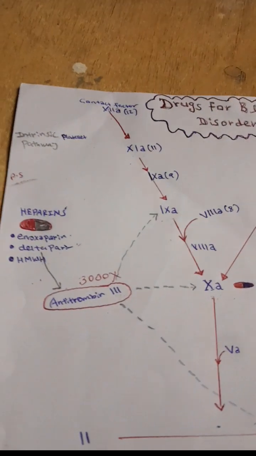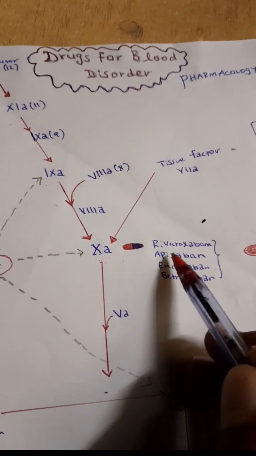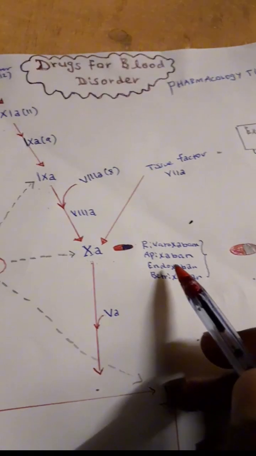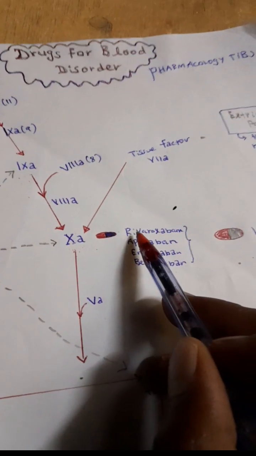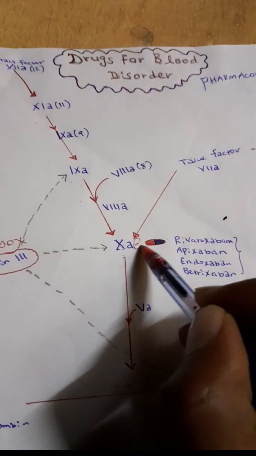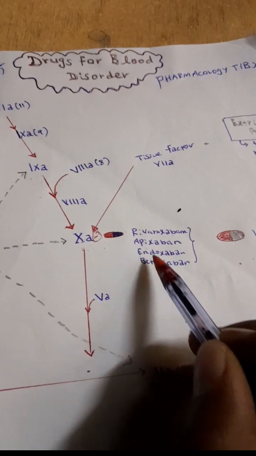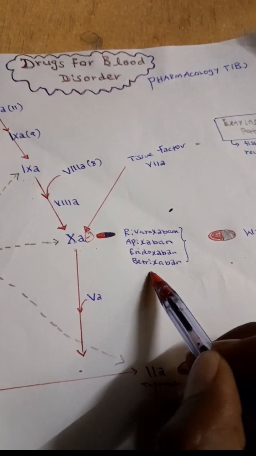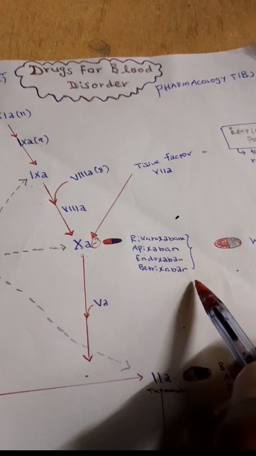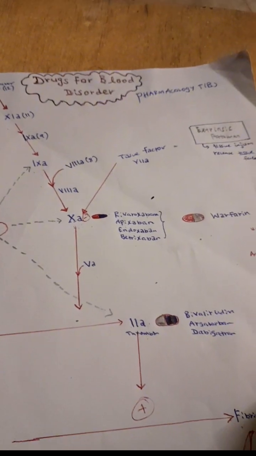And the other medications are the factor 10 inhibitors. We have different medications that inhibit factor 10. These drugs are rivaroxaban, apixaban, edoxaban, and betrixaban. These different medications inhibit factor 10 and finally reduce the formation of clots.